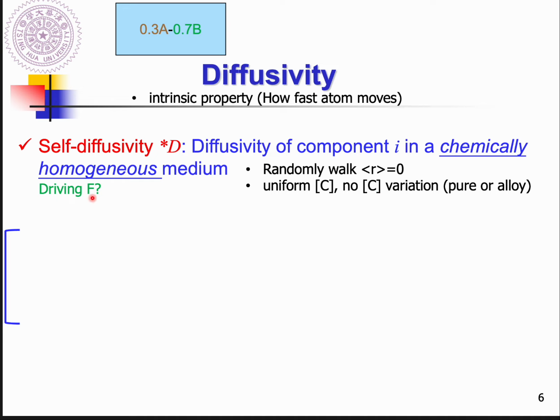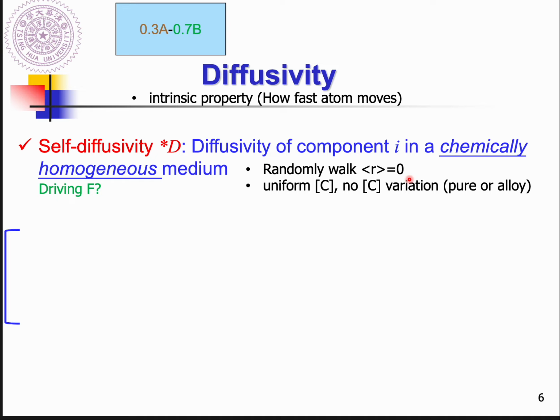Actually, the only driving force that exists in these materials is the thermal energy. This thermal energy will allow these atoms to have a random walk. So what's a random walk? It means the average displacement of the atoms equals 0, right? The atoms can freely jump to the right-hand side or left-hand side and just move around.